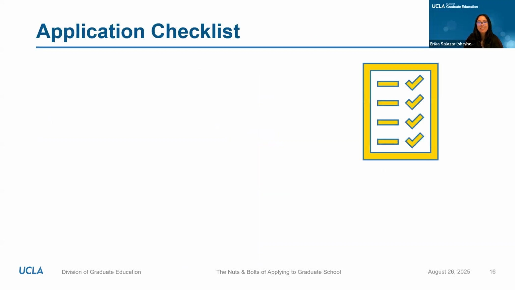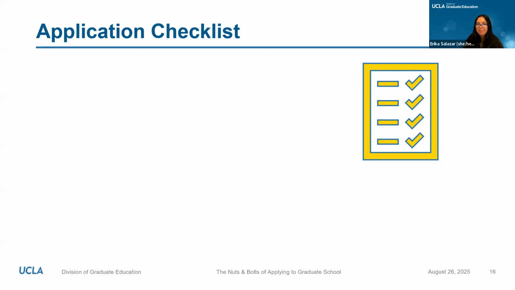And I do want to preface this by saying that this application checklist is specific to the UCLA graduate programs. But we always encourage students to reach out to their graduate program of interest, even if that's at another institution, so that they can make sure that they are following all admissions requirements. But again, this is specific to UCLA.